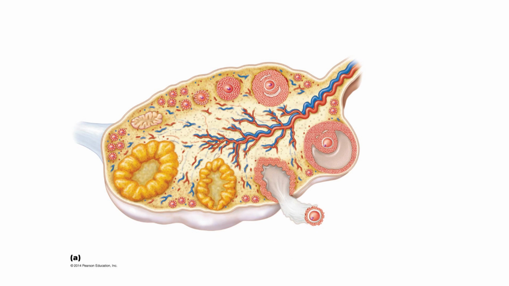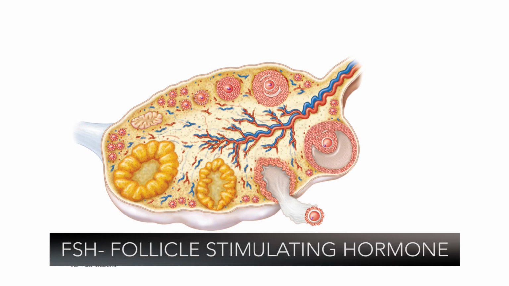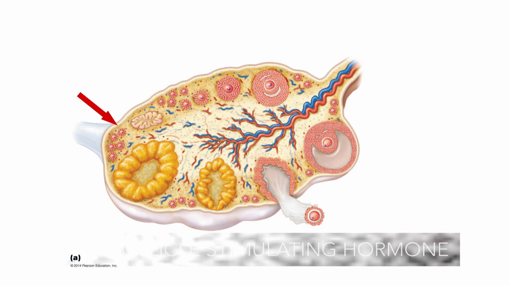All right, looking at the section here of the functional ovary, female ovary, we have hormones coming from the brain that stimulate the production of material from the ovary. The first hormone that comes down will be known as FSH, follicle stimulating hormone. And it stimulates these follicles here to start developing. And you can see them right here, primary follicles. Under the influence of FSH, they start developing.